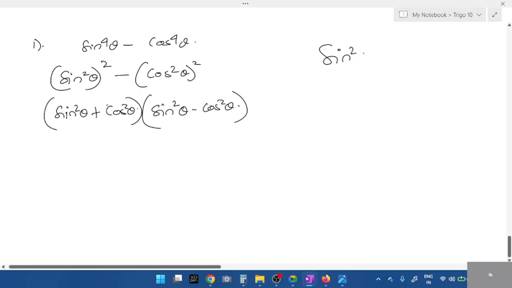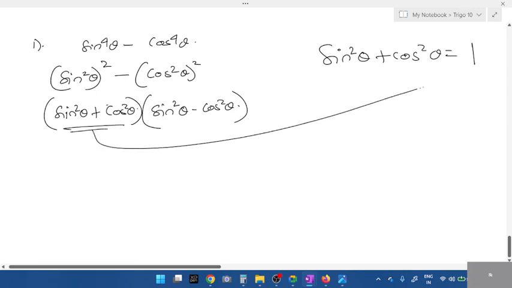Respond. The sine square theta plus cos square theta. Yesterday I gave you all the square formula, students. What's the answer for sine square theta plus cos square theta? The answer is 1. Now what we'll do, in place of sine square theta plus cos square theta, what do I have to substitute? What's the answer, students? The answer is 1. I'll just keep it as it is.